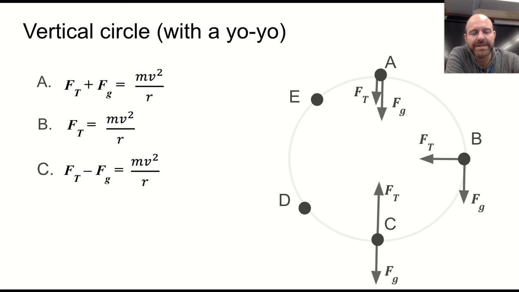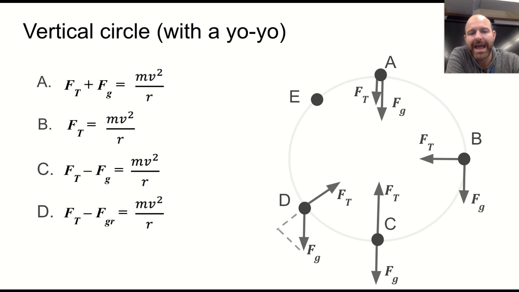For C, we have tension into the circle and the force of gravity out of the circle, which means our net force is tension minus the force of gravity. In is positive, out is negative, because in is the way we need the net force to be to cause it to go in a circle.